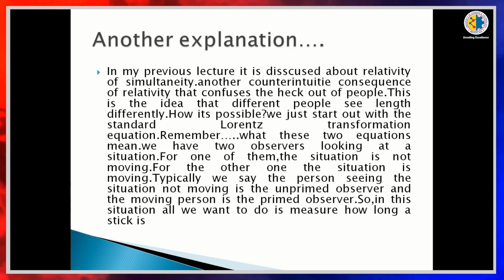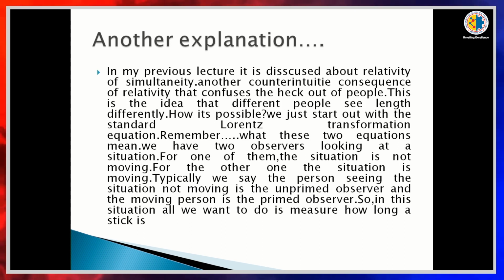How is it possible? We just start out with the standard Lorentz transformation equations, and remember what these two equations mean. We have two observers looking at a situation; for one of them the situation is not moving, for the other one the situation is moving. Typically, we say the person seeing the situation not moving is the unprime observer and the moving person is the prime observer. So, in this situation, all we want to do is measure how long a stick is. First, you remember the Lorentz transformation equations.